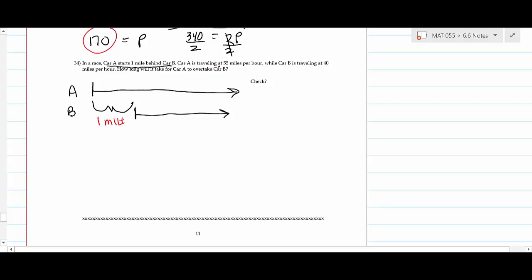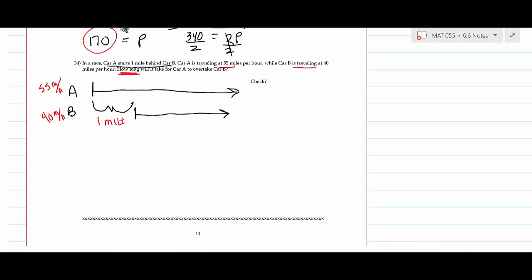Okay, then it says this, car A is traveling at 55 miles per hour. Car B is traveling 40 miles per hour. So let's stop there. Will car A eventually catch up to car B? Yes, how come? Because it's going faster, okay? So it's going to happen eventually. So now the question becomes, how long, meaning time, will it take for car A to catch car B? That's what the problem's saying.